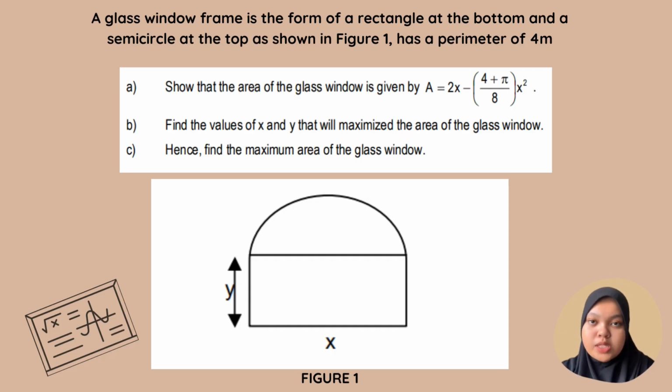Let's look at the problem statement. A glass window frame in the form of a rectangle at the bottom and a semicircle at the top, as shown in figure 1, has a perimeter of 4 m. So there are 3 questions that will be asked.